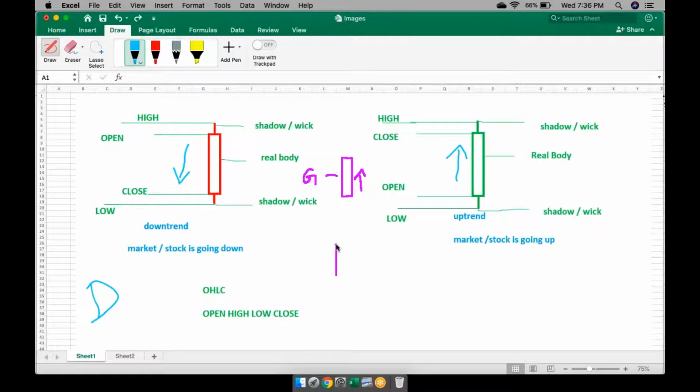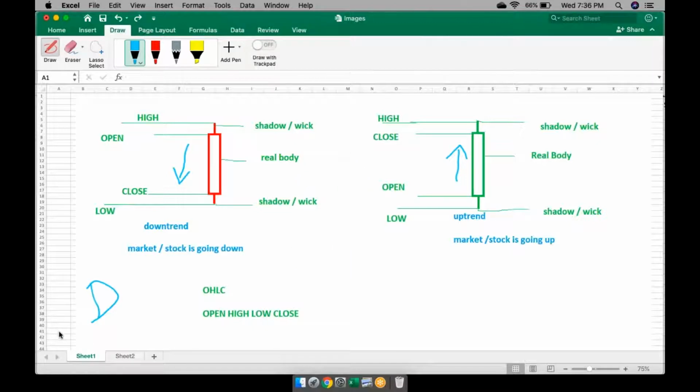When you see the same candle in red, that is also called a Marubozu. This is green Marubozu and this is red Marubozu. Okay, so there is no tail on that particular candle.